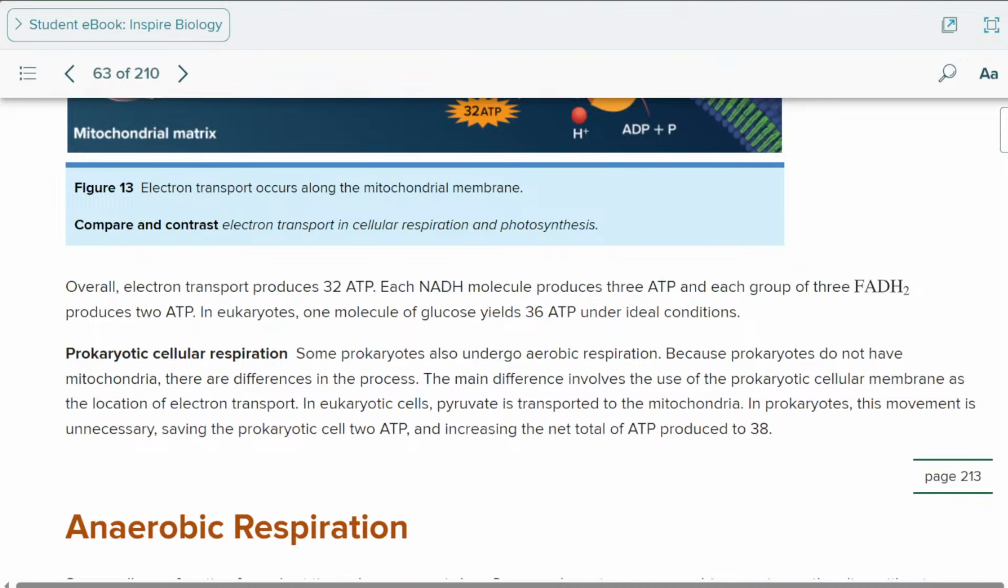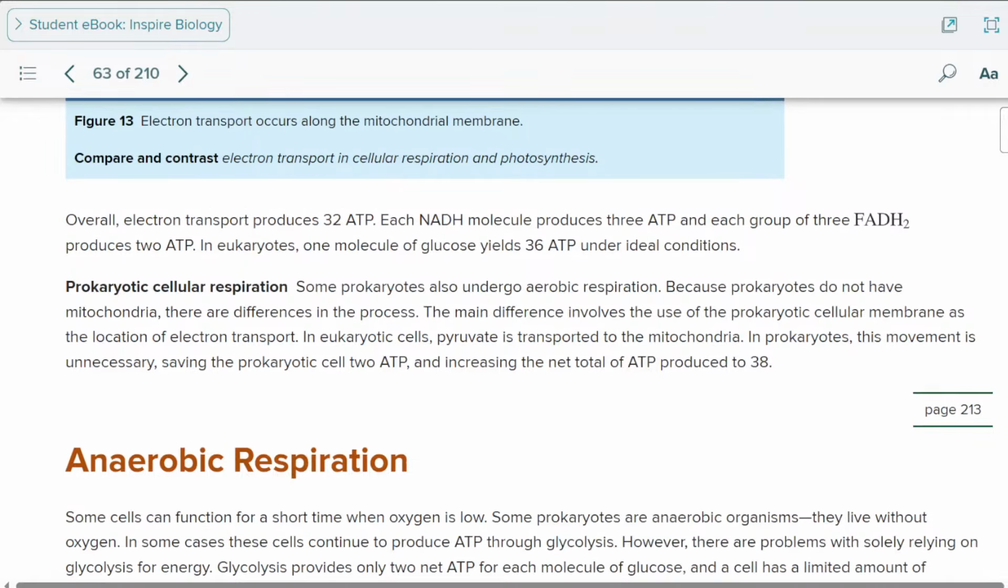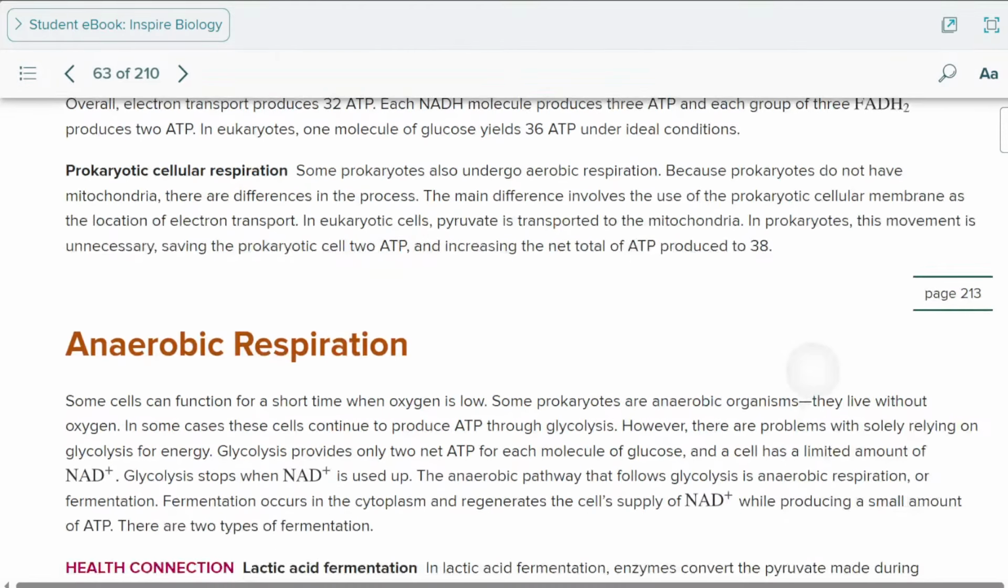So the overall electron transport molecules produces 32 ATP. Each NADH molecule produces 3 ATP, and each group of 3 FADH2 produces 2 ATP. In eukaryotes, one molecule of glucose yields 36 ATP under ideal conditions. So it's around 36 to 38, as I remember. I just mentioned it. It's actually in the paragraph below it.